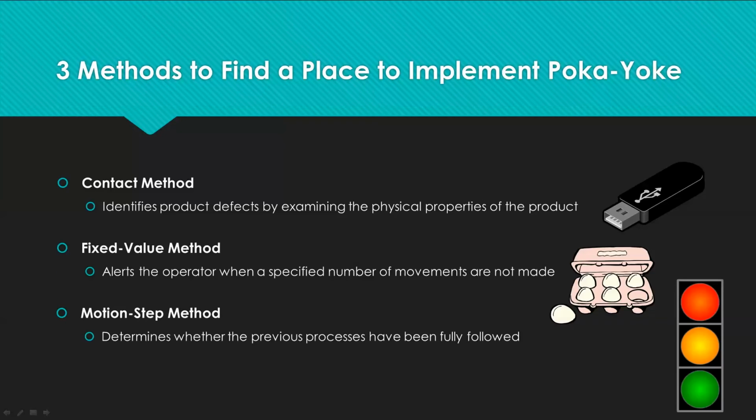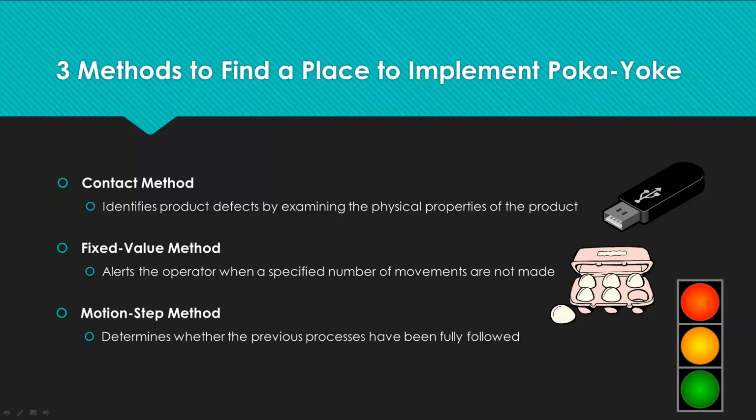Okay, and lastly, let's look at 3 ways that you can find a place to implement Poka-Yoke. So there are 3 methods. The first is the contact method, and this would be like our USB cable example or Apple Lightning cable example. It identifies defects or a wrong way to do it by the physical properties of the product, so it just won't fit.